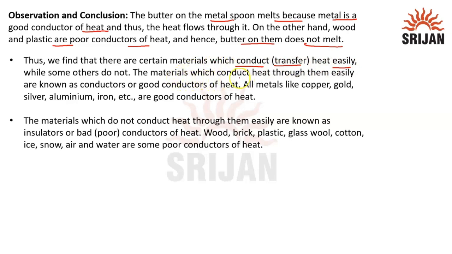The materials which conduct heat through them easily are known as conductors or good conductors of heat. All the metals like copper, gold, silver, aluminium, iron are good conductors of heat. Whereas the materials which do not conduct heat through them easily are known as insulators or poor conductors of heat. Examples include wood, brick, plastic, glass, wool, cotton, ice, snow, air, water. They are all poor conductors of heat.